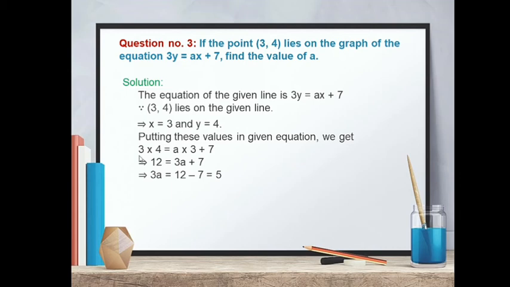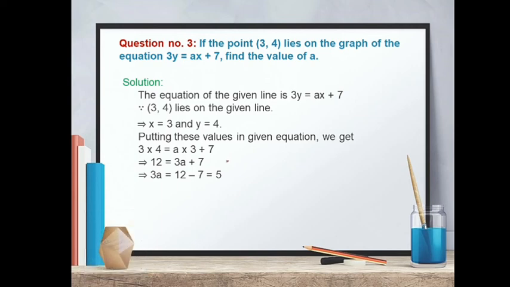So what we did here: I kept x as 3 and y as 4. The equation is 3y equals ax plus 7. So in place of y I kept 4, and in place of x I kept 3. So it becomes 3 into 4 equals a into 3 plus 7. Then 3 into 4 is 12, and 3 into a is 3a, plus 7. Then I will keep 3a as it is, and I will transfer this 7 to the other side, so that plus 7 becomes minus 7.